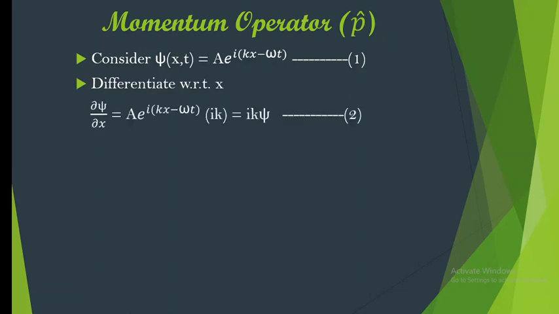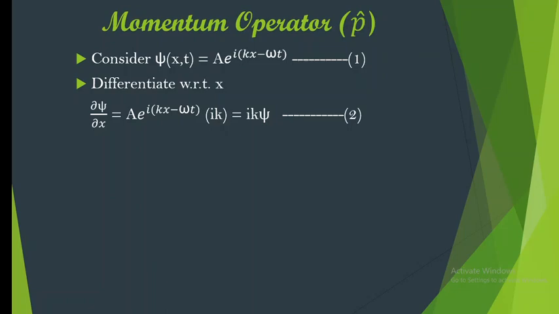That is nothing but dou xi by dou x will be equal to A into the exponential term, which is going to remain like that only, e raised to i(kx minus omega t). Then differentiating the exponential term with respect to x, we get i into k. Omega t differentiates to 0, because it is independent of x. And we know that A into the exponential term is nothing but xi. So from equation number 1 we can write that dou xi by dou x is equal to ik into xi. I am calling it equation number 2.